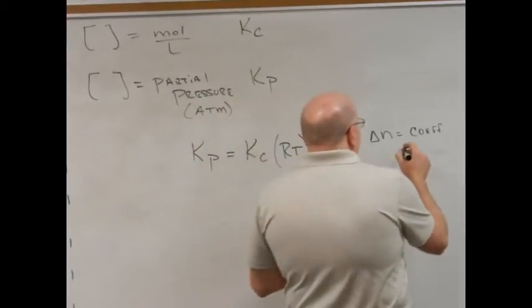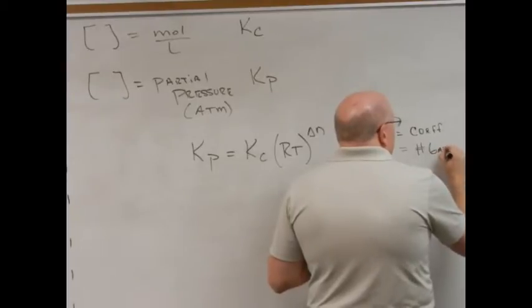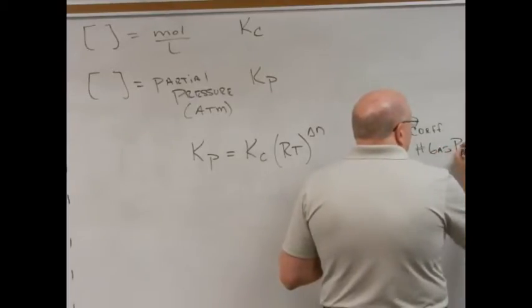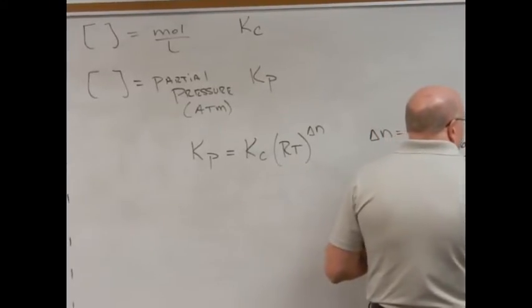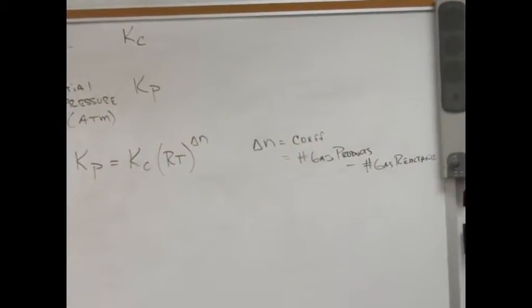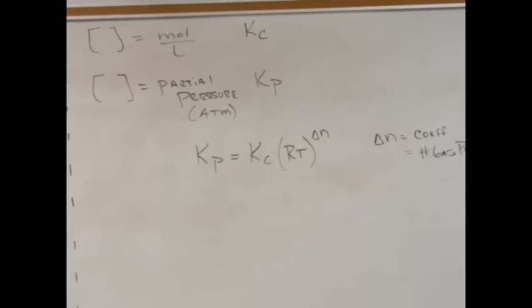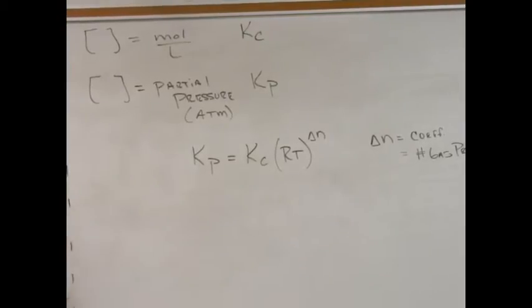So this is the number of gas products minus the number of gas reactants. That is the coefficients, what's in front of anything that has a gas. I'll show you the example. We subtract them to find the difference. If there's no difference, if it's the same number, then that whole thing would be raised to the 0 power, and that whole thing collapses, and then the two numbers are the same. Let me show you what it looks like on the top.